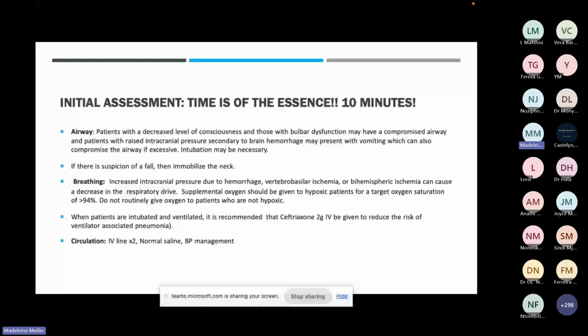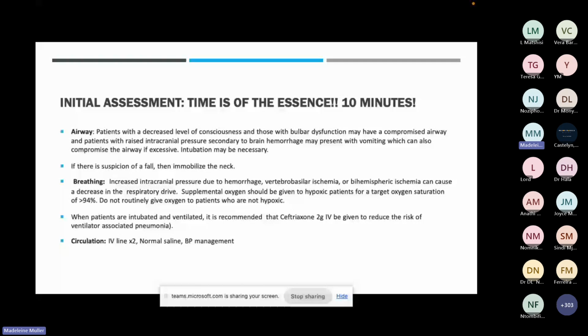All right, so with airway, patients with a decreased level of consciousness and those with bulbar dysfunction may have a compromised airway, and patients with raised intracranial pressure secondary to brain hemorrhage may present with vomiting, which can also compromise the airway if it's excessive. Intubation may be necessary in such patients. And then if there is suspicion that a patient fell and might have injured their C-spine, then C-spine immobilization is also important in that case.